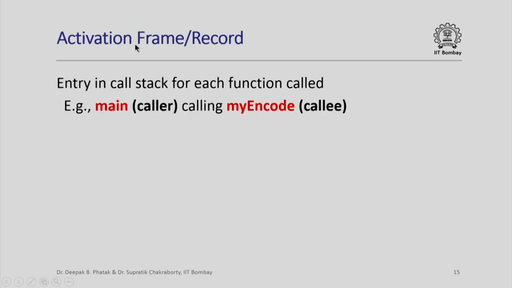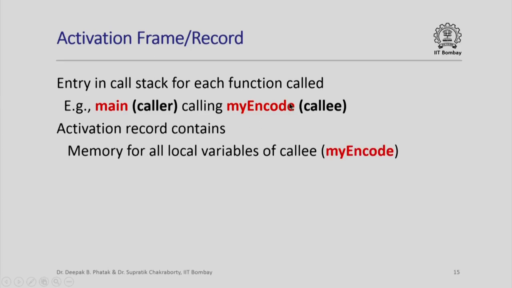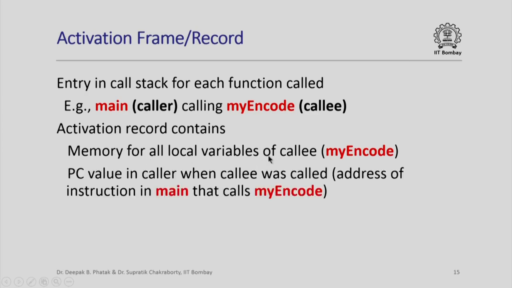So this is how we actually manage information so that we can figure out exactly where to return when a function returns, and this is what is formalized in what is called an activation frame or an activation record. Every time a function is called, we make an entry in the call stack, and this entry is called the activation frame or record. For example, if the main function calls myencode, this is the caller function, this is the callee function, the activation record for the callee will contain memory space for all the local variables of the callee.